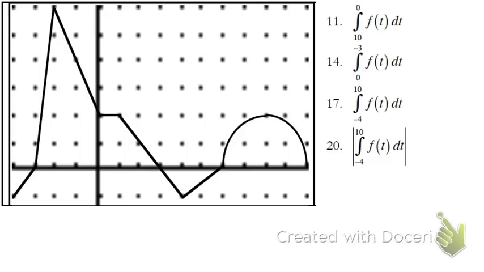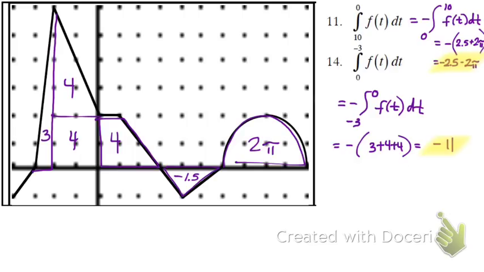On the previous slide, the absolute value bars were inside of the integral. It was the absolute value of the function. On this one, the absolute value bars are outside of the integral. So it means to find the integral first and then take the absolute value of the answer. So, like I said, I'll let you guys try that one, and then we'll come back together again and talk about it. But for sure, try 11, 14, and 17. Pause the video now.